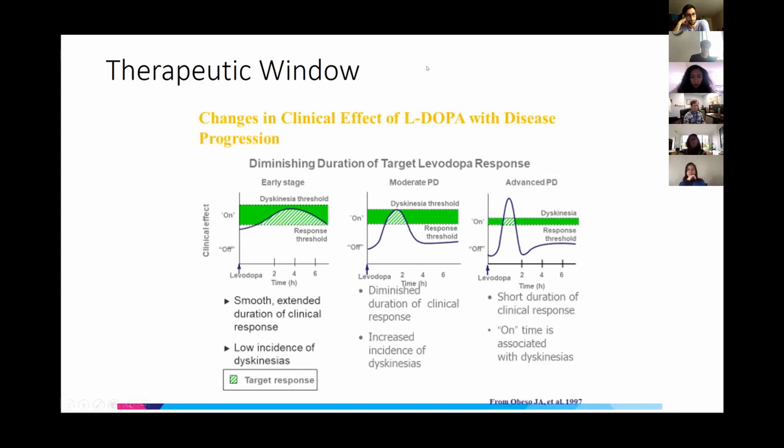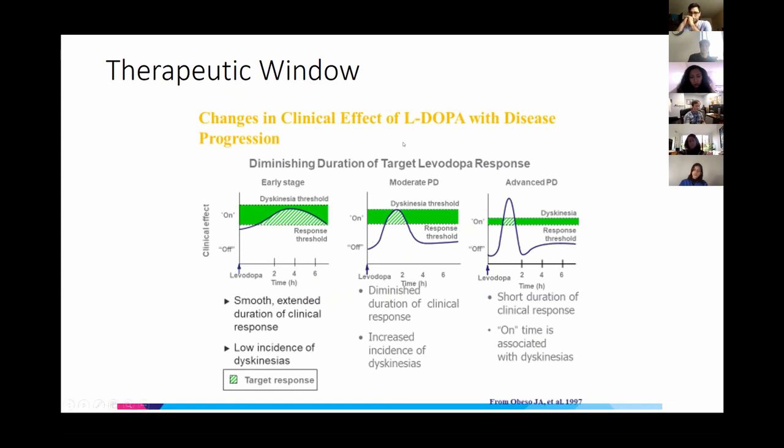When patients start Sinemet or carbidopa levodopa, we call it the honeymoon phase in the beginning. It has a nice response threshold. You can see in green, this is the therapeutic window. Patients don't have to take that many. They may take a dose 3 times a day. They're having good response. It's lasting 6+ hours and they feel good. And there's a low incidence of dyskinesia.